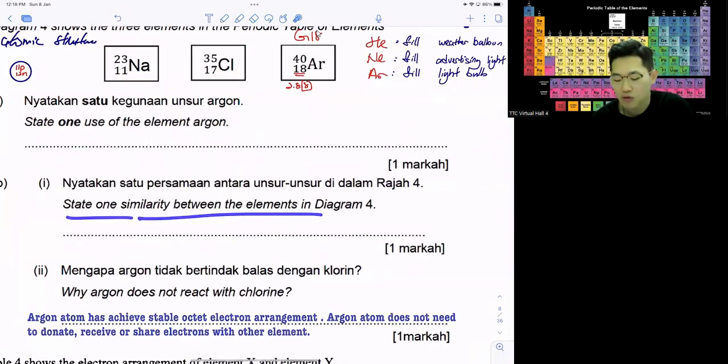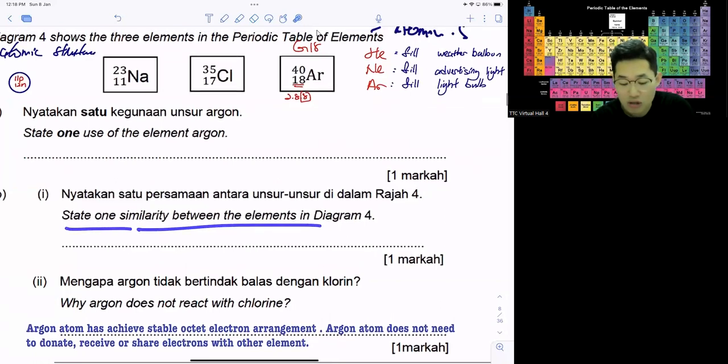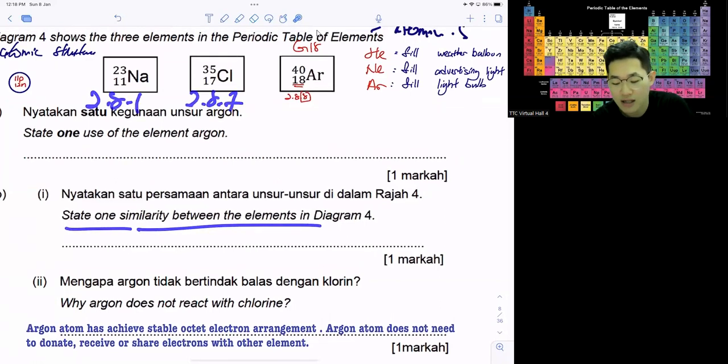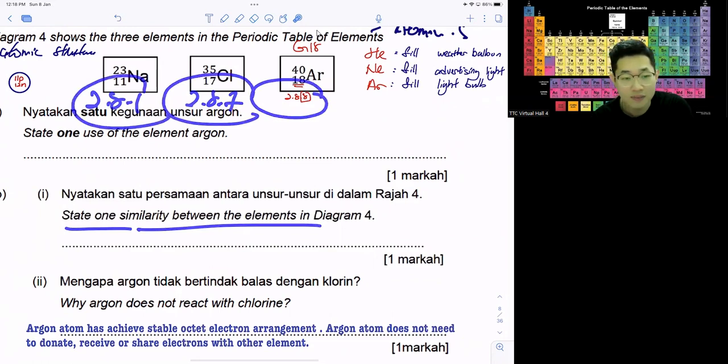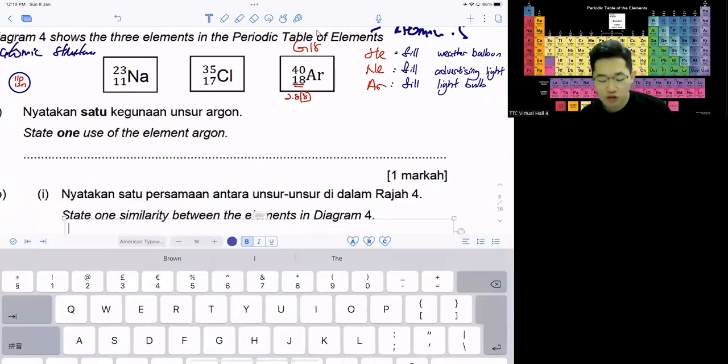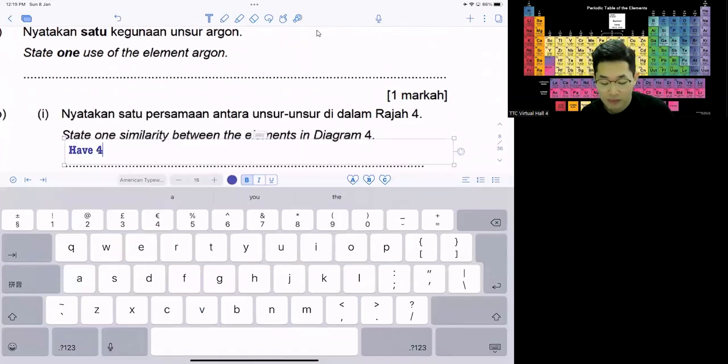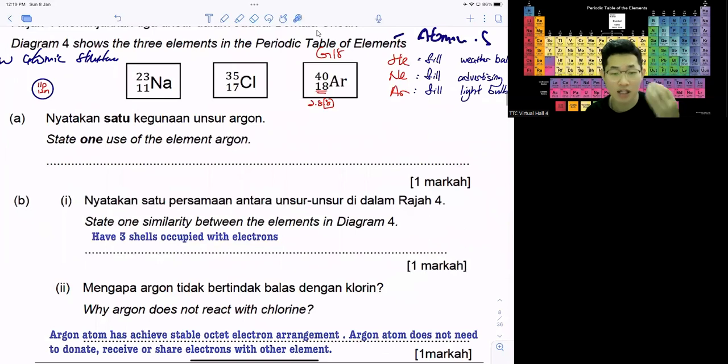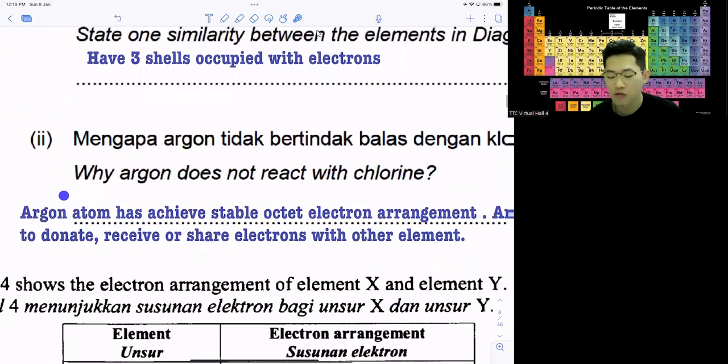State one similarity between the elements in the diagram. So this is 281, 287, 288. All of them are in period 3. You can see that they are all in period 3. You can also say they have 3 shells occupied with electrons. You can say they have 3 shells, or you can say they are all in period 3.